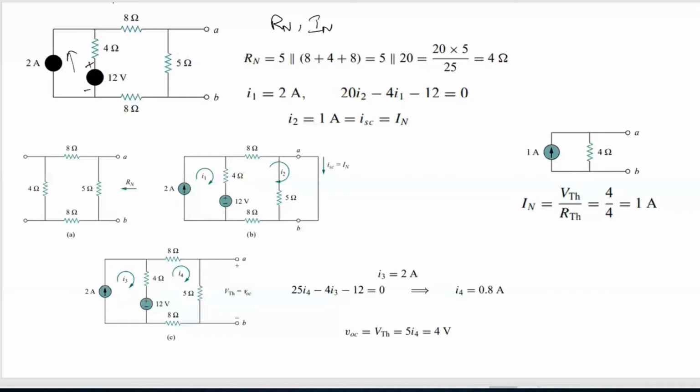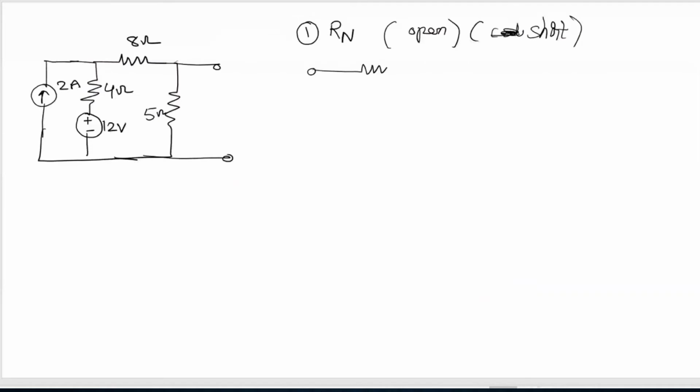This is 8 ohms, 4 ohms, and 5 ohms, and this is short circuited. Sorry, this is open circuited, right? So this is open circuited. Now you want to know what is the resistance between the terminals A and B. So this is 5 ohms, and this is 8 ohms, and this is 4 ohms, right?